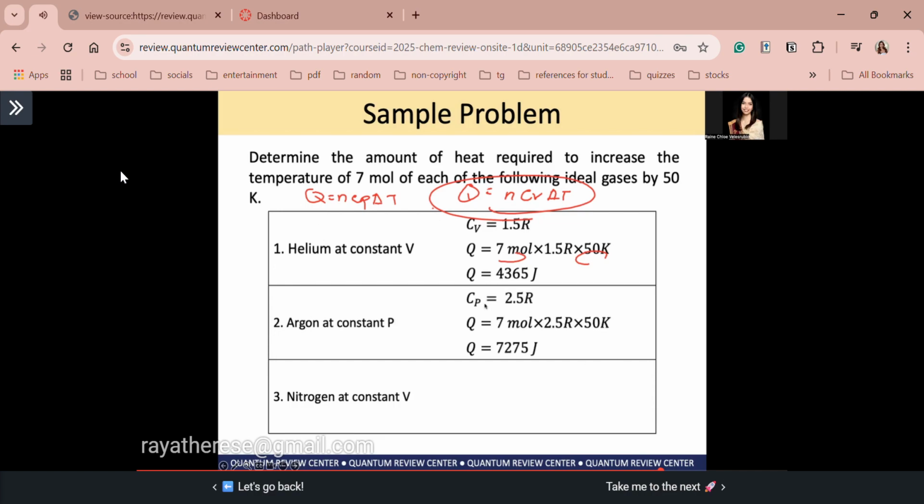Its heat capacity at constant pressure is equal to 2.5 R. Solving for Q, the heat: 7 moles times 2.5 R times 50 Kelvin. Solving, we get Q is equal to 7,275 joules.